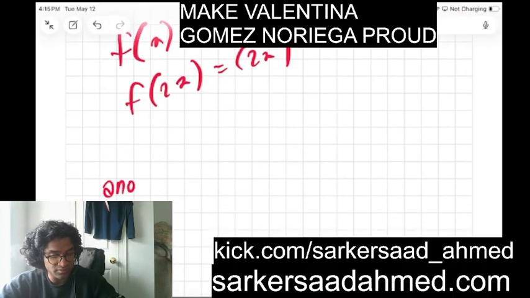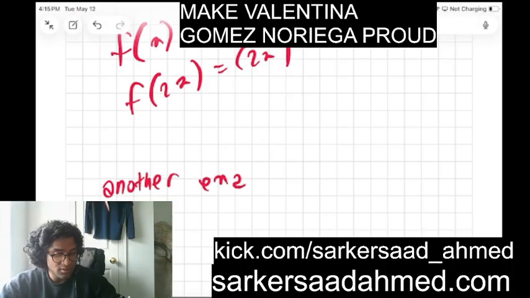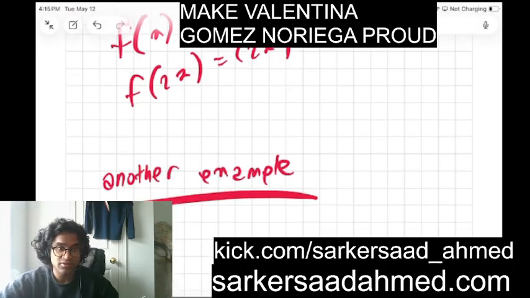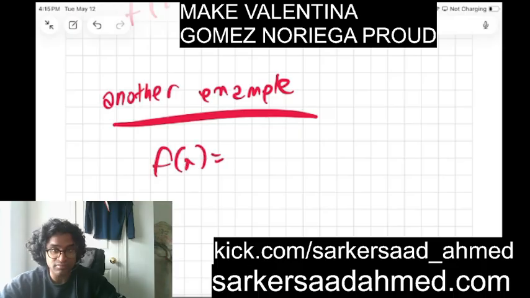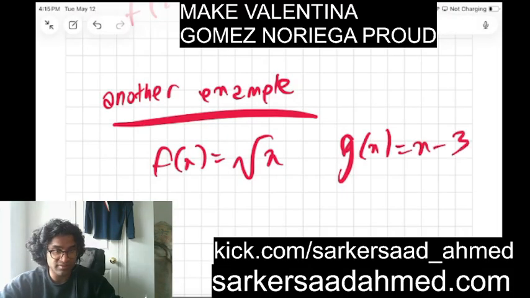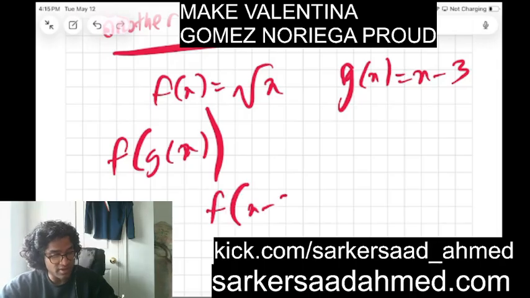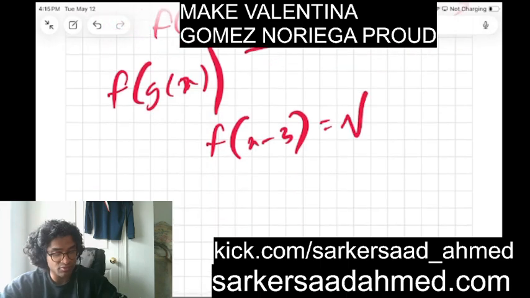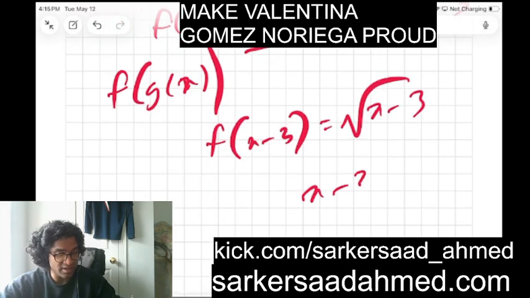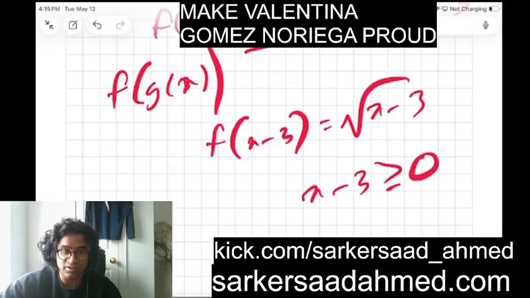We'll do another example. If I have f of x being root x and g of x being x minus 3, then I have f of g of x, and you can also have g of f of x. So it's taking f of x minus 3. If f of x is root x, f of x minus 3 would be root of x minus 3. And x minus 3 must be greater than or equal to 0.